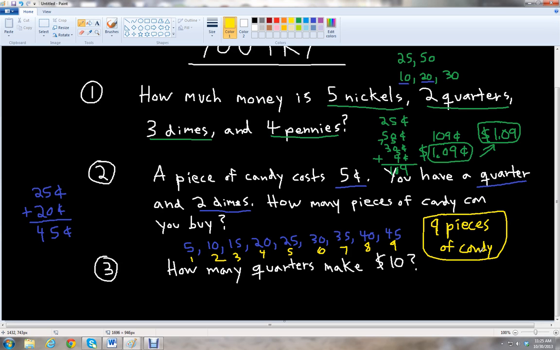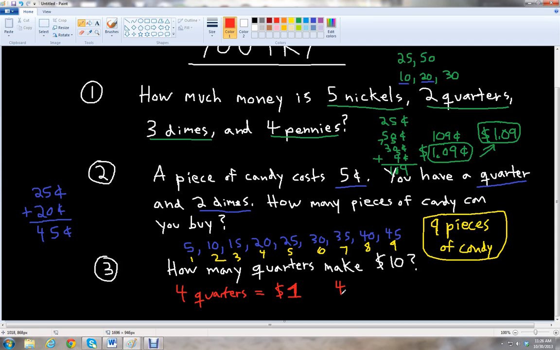Okay, so now we're going to do our last one, which is number 3. How many quarters make $10? How many quarters make $10? So we knew that 4 quarters equals $1. So let's see how many quarters would make $10. So we'll count by 4s.